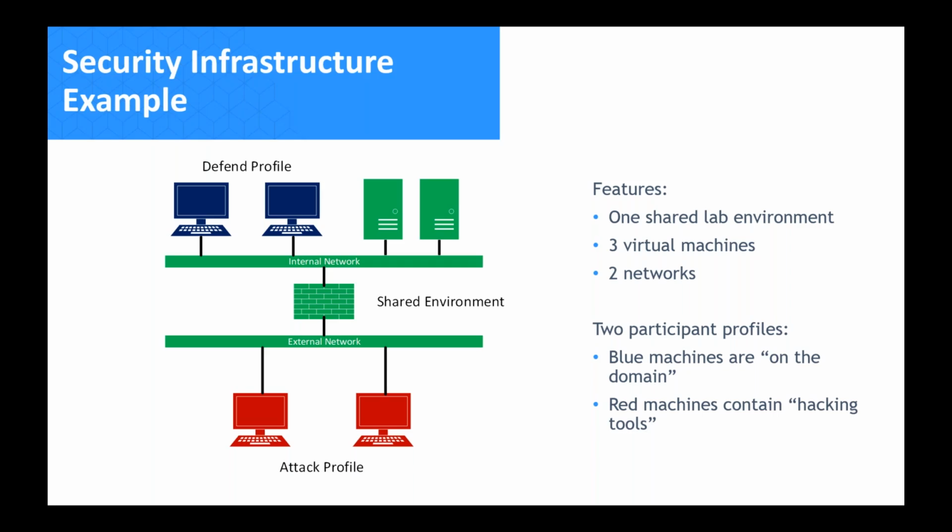In this example, we've got 3 virtual machines and then 2 different networks, one internal and one external. But then we have 2 participant profiles. The blue machines are on the domain, so they're joined to the Active Directory domain, they're on the internal network, and these are where your security personnel would be involved with being able to make sure that they can protect all of the resources on the corporate network. The red machines, on the other hand, contain hacking tools.